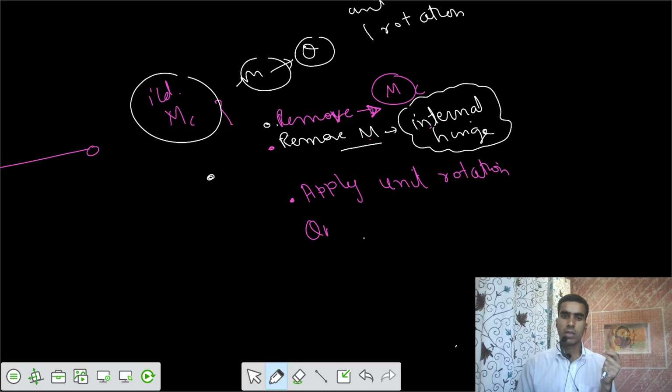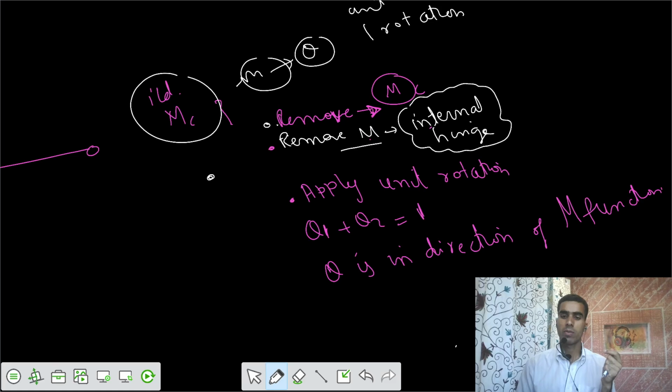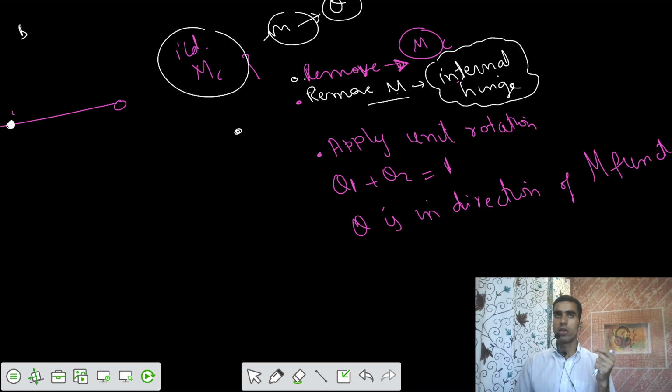We say that you apply theta 1 plus theta 2 equals 1, and theta should be in the direction of that moment function. That's what the Muller-Breslau principle is saying: to get the ILD for moment at C, you remove the restraint offered by the moment at C. You remove that moment by introducing an internal hinge there. Once you introduce the internal hinge, you rotate the two sides such that theta 1 plus theta 2 equals 1, and theta should be in the direction of moment.